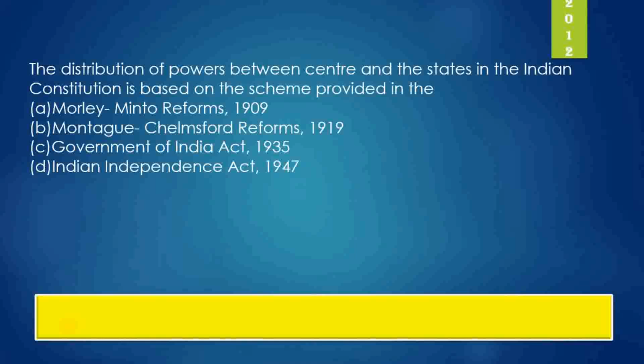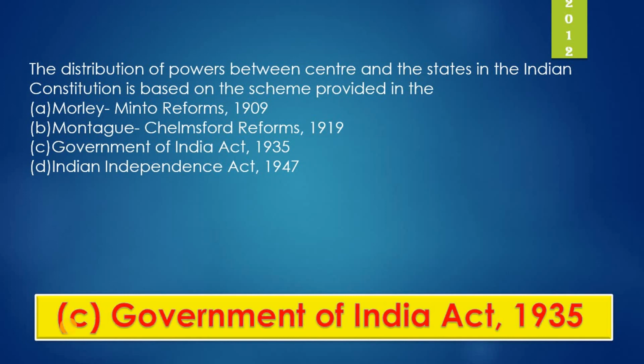Next question. The distribution of powers between the center and the state in the Indian Constitution is based on the scheme provided in which of the following? The monumental reforms which came in the year 1909, the Montagu Chelmsford reforms 1919, the Government of India Act 1935, or the Indian Independence Act 1947. This is a direct straightforward question, and the answer is option C, that is the Government of India Act 1935.